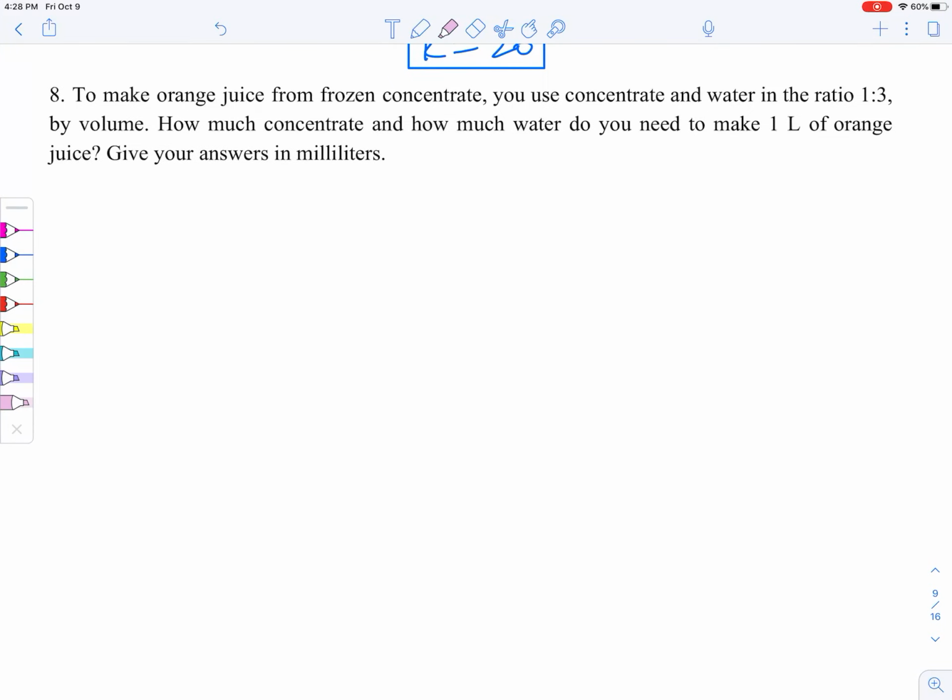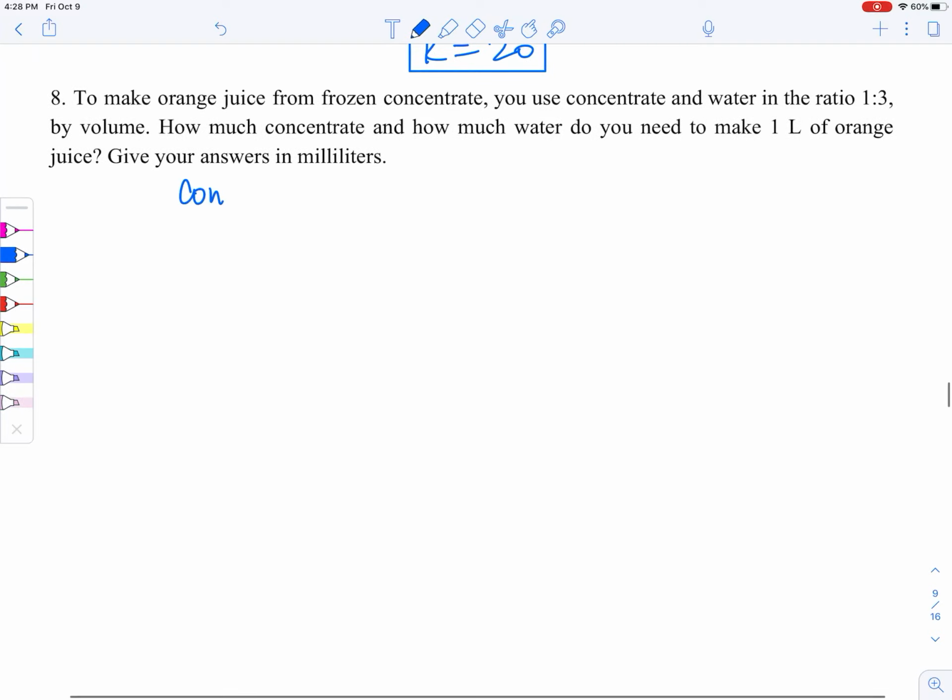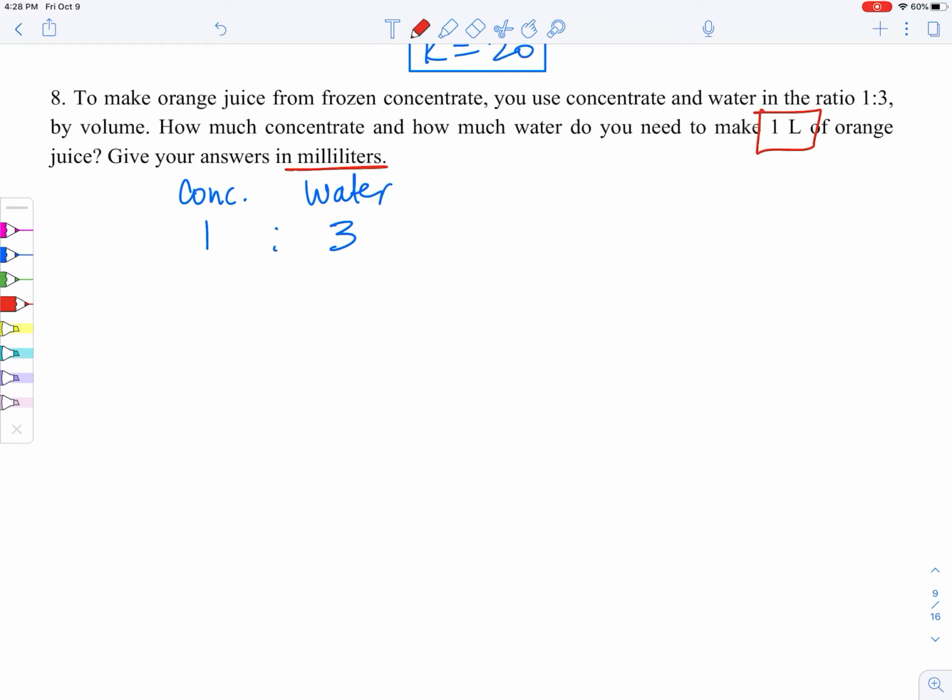Question 8. To make orange juice from frozen concentrate, you use concentrate and water in the ratio of 1 to 3. How much concentrate and how much water do you need to make 1 liter of orange juice? But then they want us to give our answer in milliliters. So this is our total. And when we have parts in a ratio and a total, that means we're going to use that scaling factor. But the fact that it's milliliters means I'm going to write my total as 1,000 milliliters.